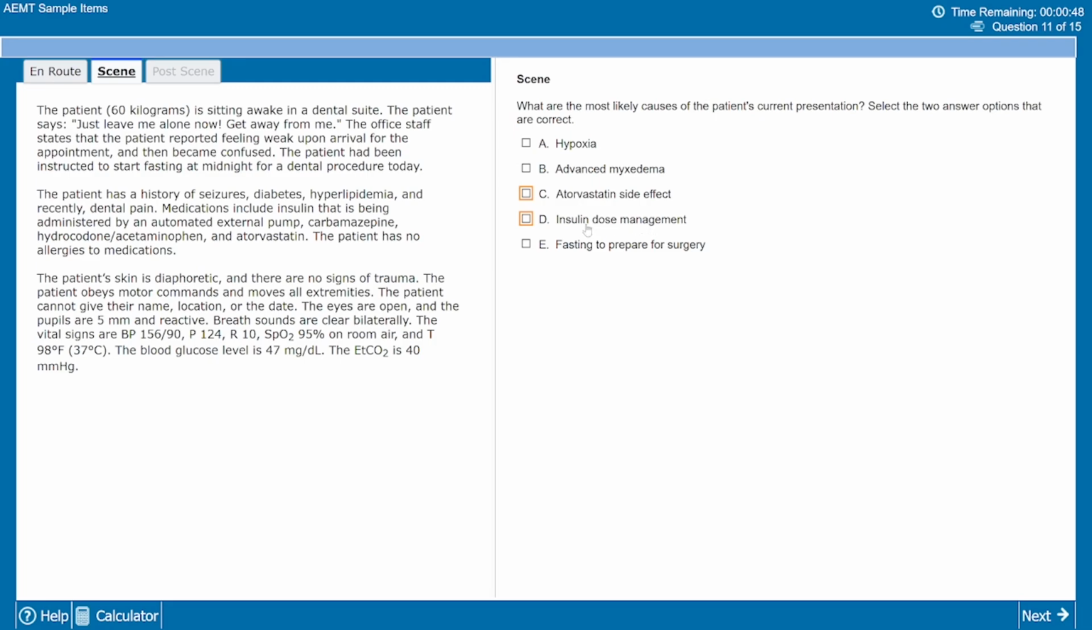Insulin dose management. I think that that's a huge chance of what's going on here. And fasting to prepare for surgery, I think that's a huge chance of what's going on here. So with some deductive reasoning, because I know my medications, it's not atorvastatin or the side effect. Hypoxia, I mean, they're satting fine, their EtCO2 is fine, so I don't think it's hypoxia. Advanced myxedema, I would highly encourage that you Google search this and figure out what myxedema is, and then come back and see why these two answer choices make more sense.